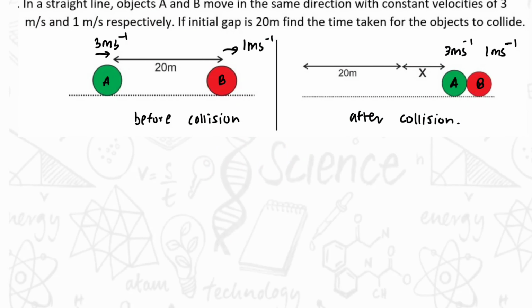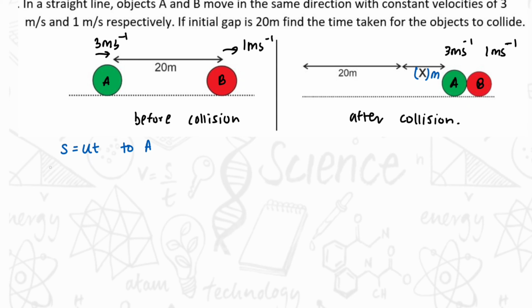Now in this problem, there are two objects A and B. They move in the same direction with the constant velocity of 3 meters per second and 1 meter per second respectively. If their initial gap is 20 meters, find the time taken for the objects to collide. Now let's apply s equals ut to A. A is the green object and it should travel 20 meters, which is the initial gap, and also x meters in order to collide with B.